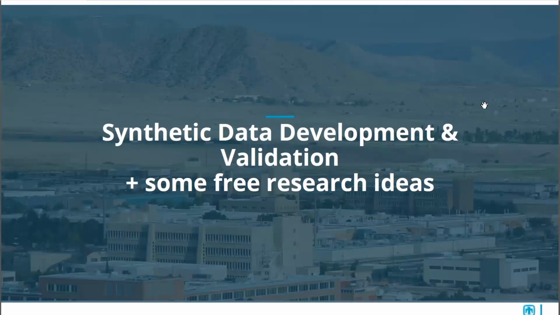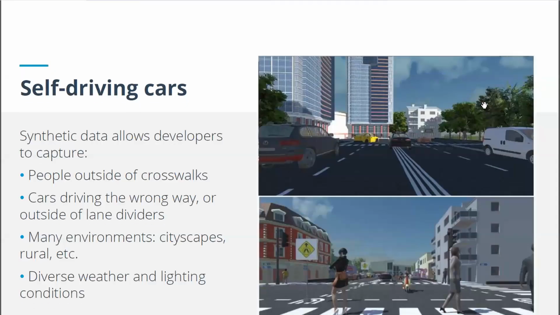So the research that we've been doing the past couple of years has been looking at how we might use synthetic data to support computer vision tasks instead of having to curate all this real world data. We've been using a really unique validation process for that data that I'll tell you about, and then we'll get to the free research ideas.